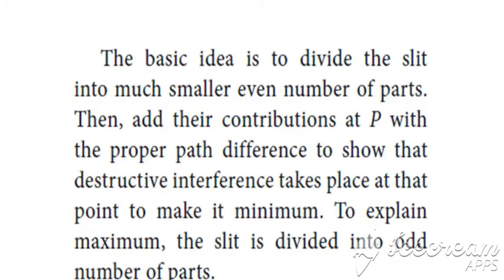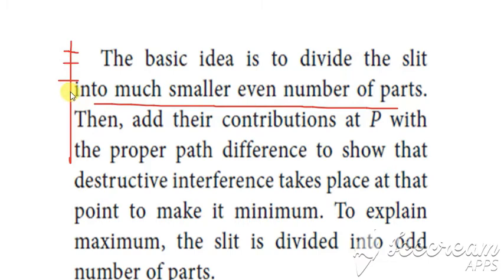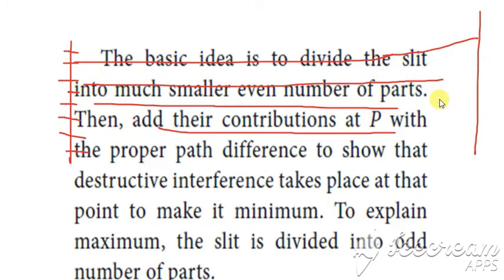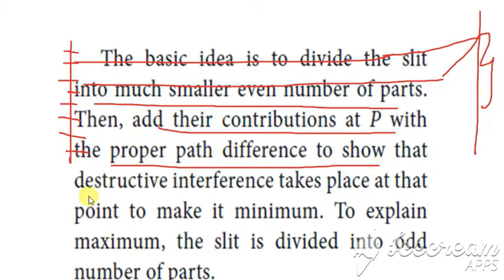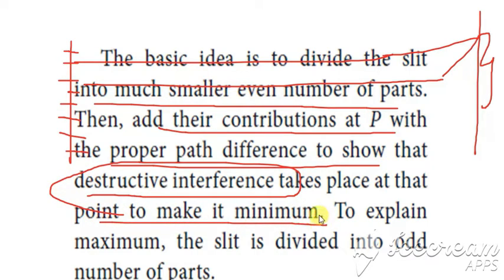Clear? The basic idea is to divide the slit into a number of smaller parts. We are going to split this slit into many parts, then add their contributions at P. Whatever rays are coming to the point P are being added, with the proper path difference to show the destructive interference that makes it a minimum.